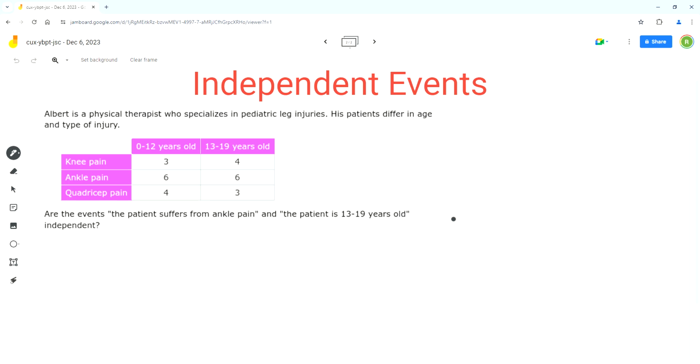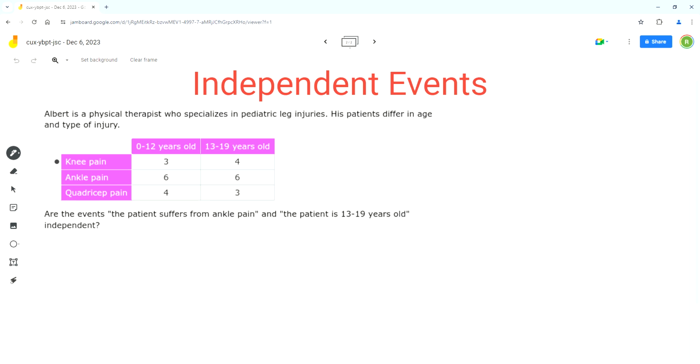So in this video, we'll solve this problem using the concept of independent events. As per the problem, Albert is a physical therapist who specializes in pediatric leg injuries. His patients differ in age and type of injury. So we are given this chart for Albert's patients.